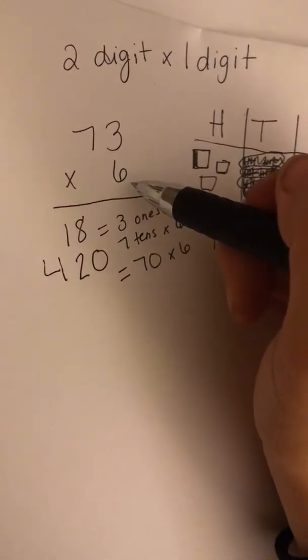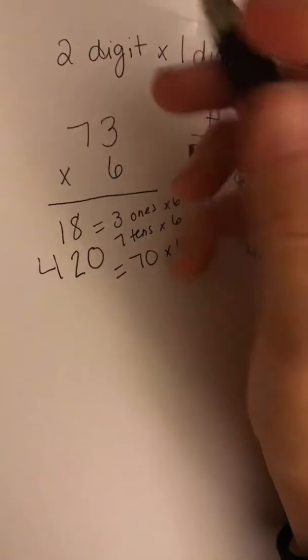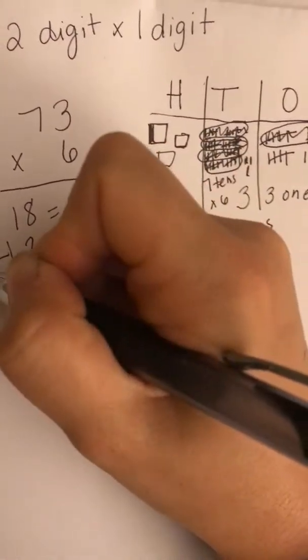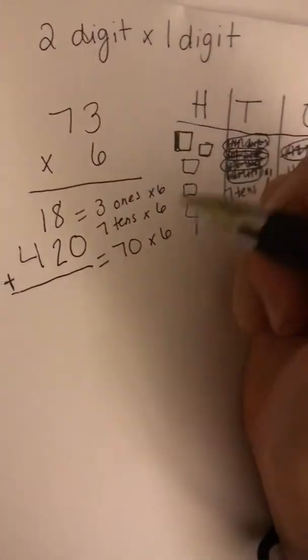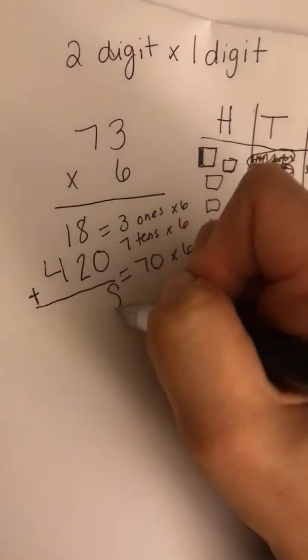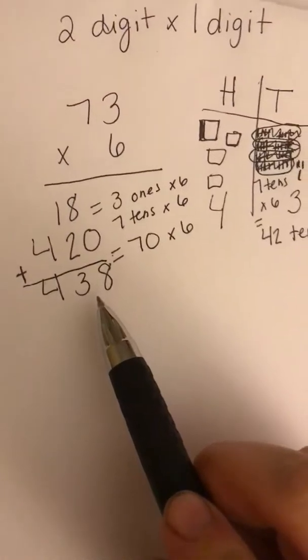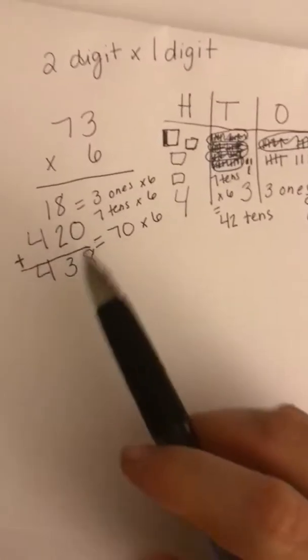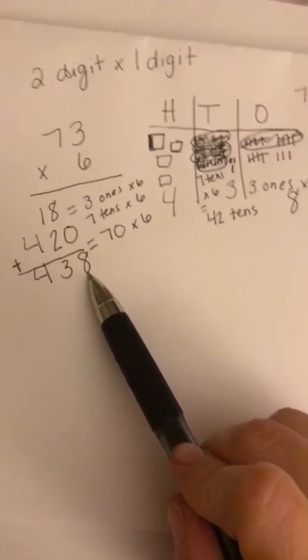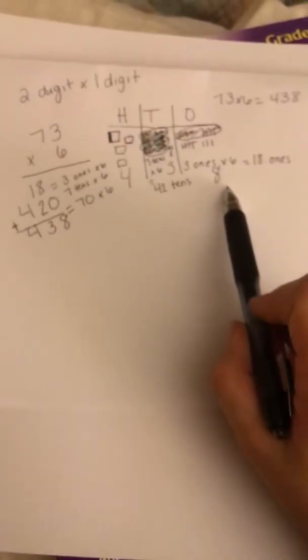I've multiplied all of the place values by the 6. Now what I'm going to do with both of these products is add them together. And again, I have 73 times 6 is 438. Partial product, I got 438. Using the place value chart, I got 438.